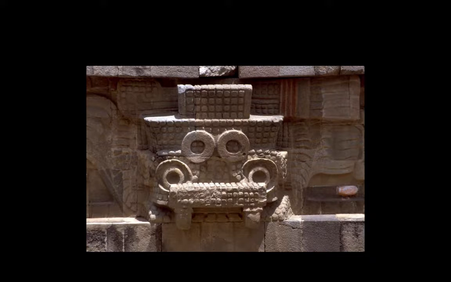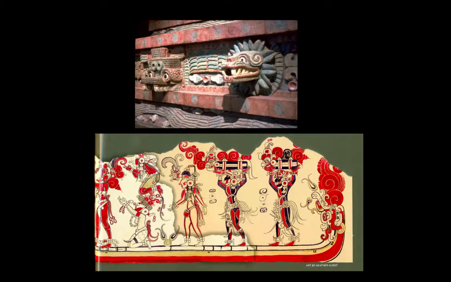And this is a detail of the stone mosaic image of the goggle-eyed war deity associated with Teotihuacan. And here is a comparison between the latter part of the San Bartolo murals with the feathered serpent and the feathered serpent that you see on the exterior of the Temple of the Feathered Serpent.